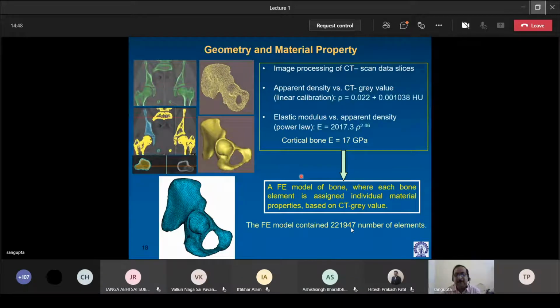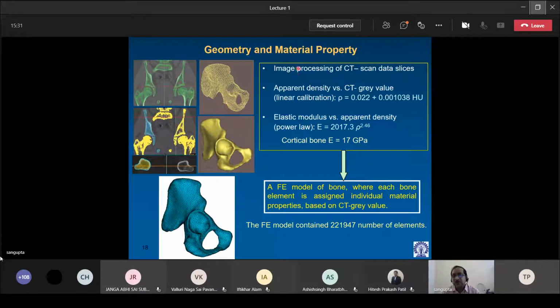So here also we do the same procedure. We start with the CT scan, then thresholding, region growing, and contour detection. Once we have the contour, we stack it up for reconstruction of the pelvic bone, and then we have a surface fitted to these contours, and we have a solid model of the pelvic bone, which is subsequently meshed to form a finite element model.